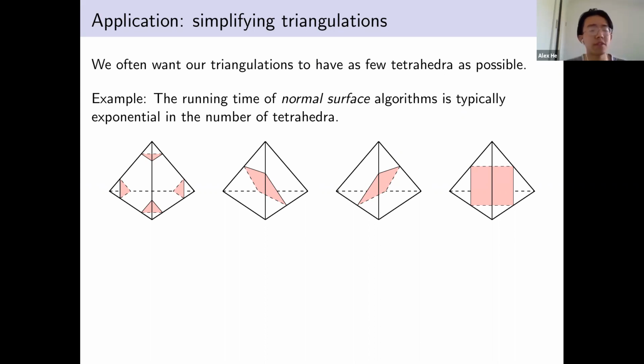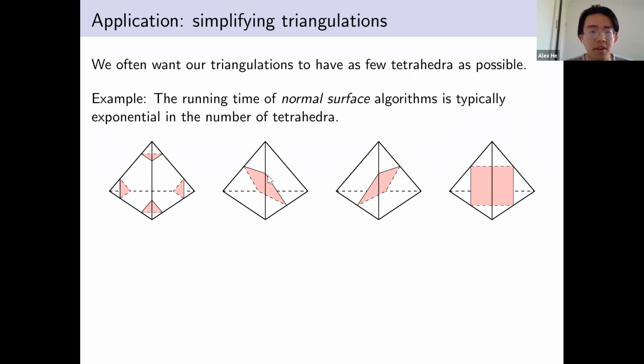Because you want your surface to be embedded, you can't have two quadrilaterals of different types in a tetrahedron. For example, if you look at this quadrilateral here, if you were to cut the tetrahedron along that quadrilateral, it splits into two halves. And if you look at the other two quadrilaterals, like this one, it goes from one half of the tetrahedron to the other half. So there's no way to put this quadrilateral and this quadrilateral in the same tetrahedron without having a self-intersection in your surface, so then your surface wouldn't be embedded.